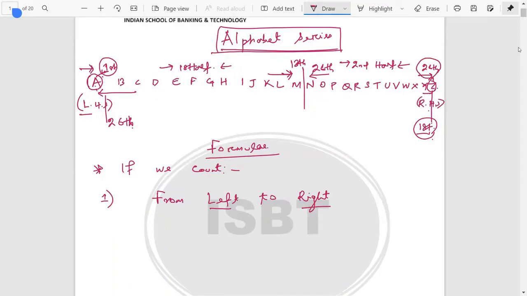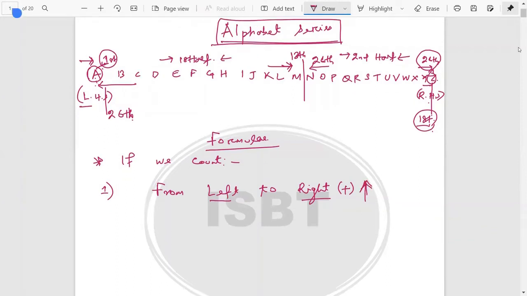So my question is whether if I count from left to right, the number of the letter will increase or decrease. Automatically it increases from one. If I count from one side to another side, automatically the number of the letter will increase. If it increases, it should be plus. It should be plus, increases upward. Okay. For example, we can take an example.